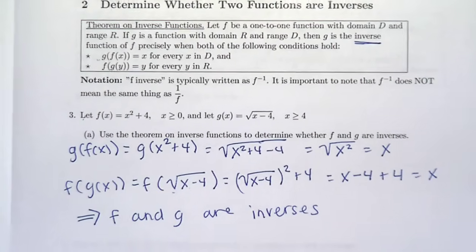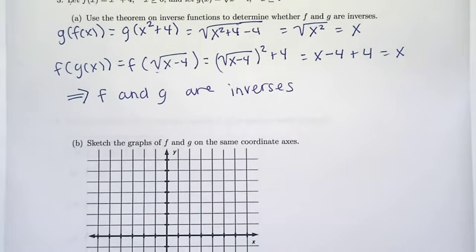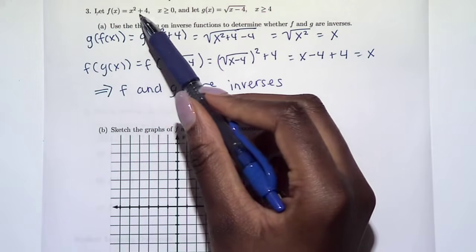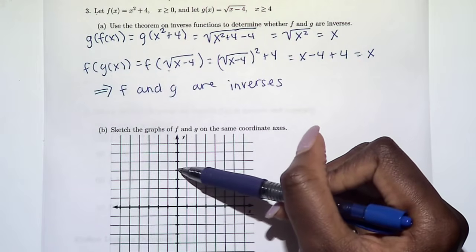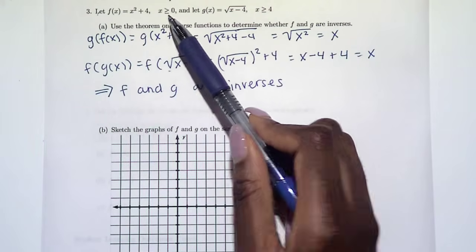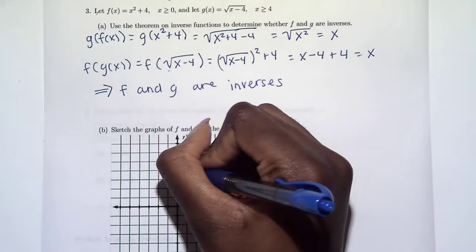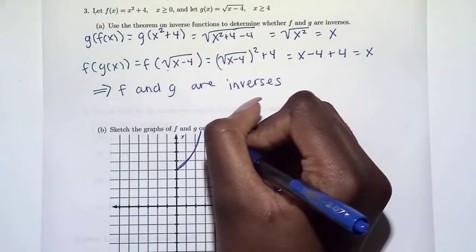Okay. Part B of this question just says to sketch the graphs of f and g. I'm going to zoom out so we can see it all. Remember, knowing what functions look like will make this graphing portion very easy. We know what a parabola looks like, centered in the middle, shifted up 4. So we know it's going to start up here, but remember, the domain is x greater than or equal to 0, so we only want the right side of this parabola. It's going to look something like this. That's our f.